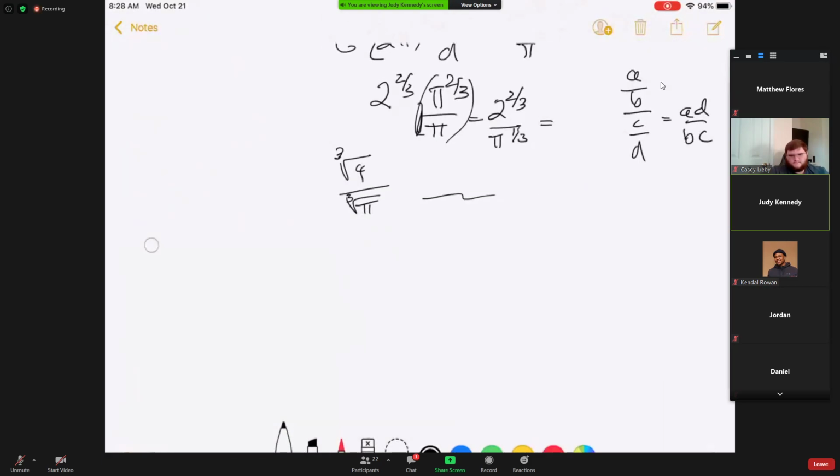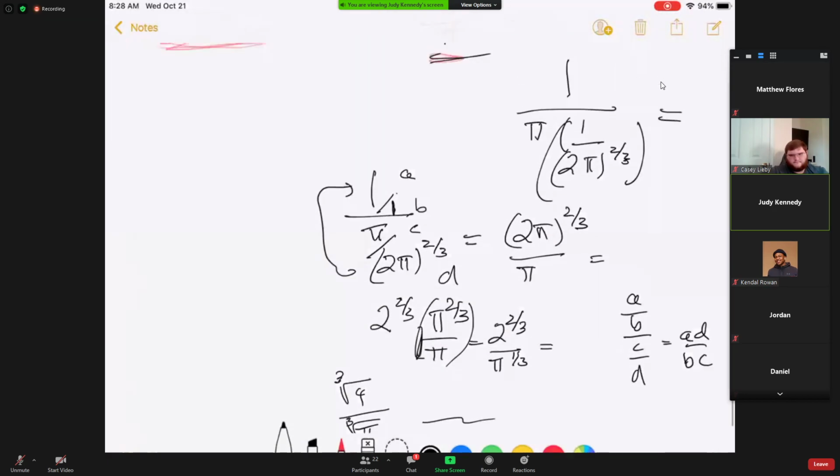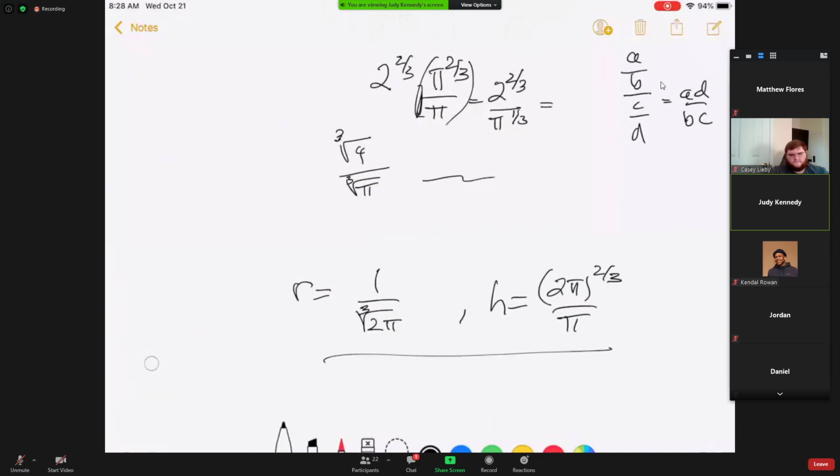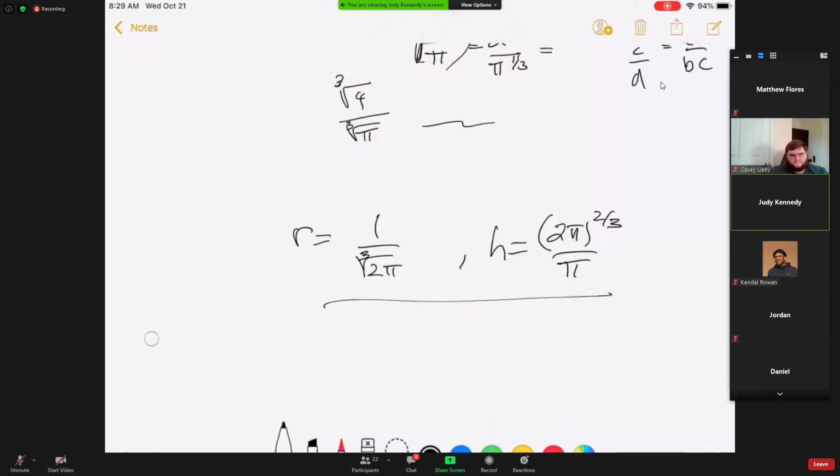So you should make R be 1 over the cube root of 2 pi and H be 2 pi to the 2/3 over pi. And the volume we know. The surface area is not really a pretty number. And the units here, I didn't really worry about them, but it would be liters to the 1/3, which is not a standard unit, but whatever.